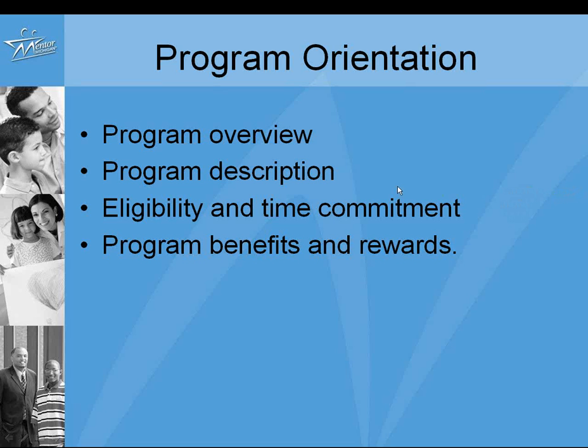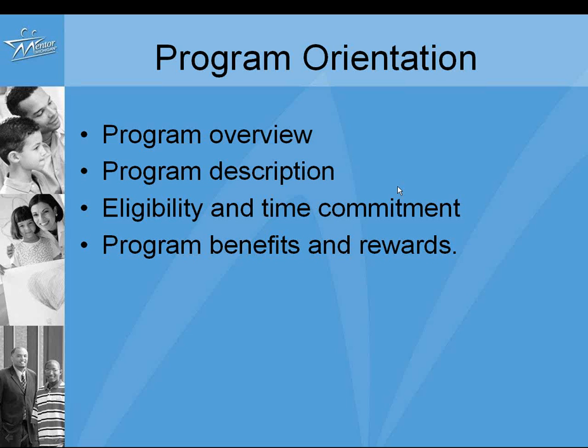And when mentees and mentors are invested in the relationship, the chances for success are much greater. So this is really a critical component of starting this match off on the right foot. The program orientation for the mentor, mentee, and parent and guardian clearly outlines the program and should include the following information. So it's important to have a program overview, a clear program description, a description of the mentor and mentee eligibility and time commitment, and then program benefits and rewards.